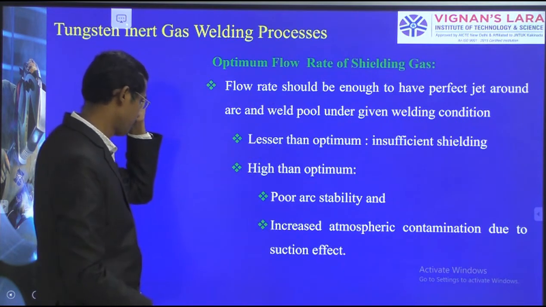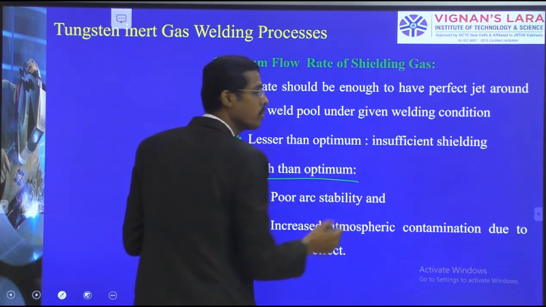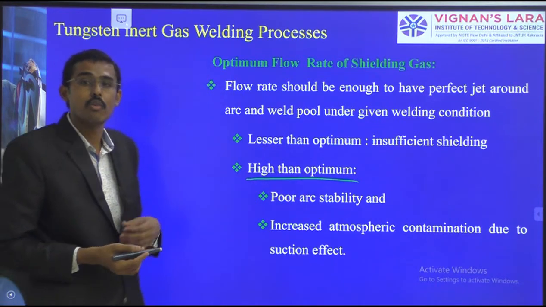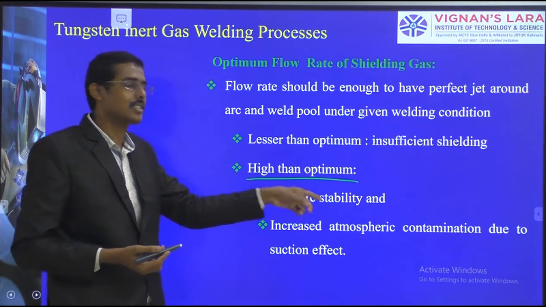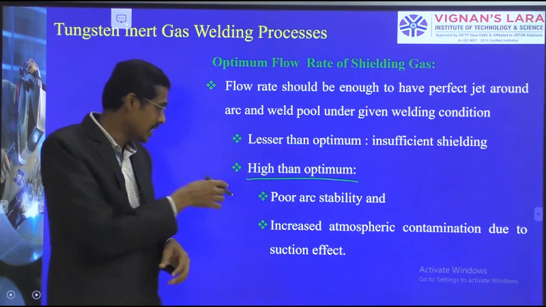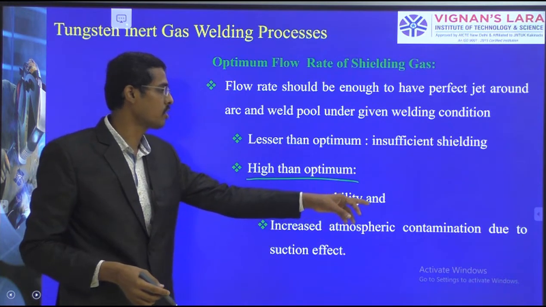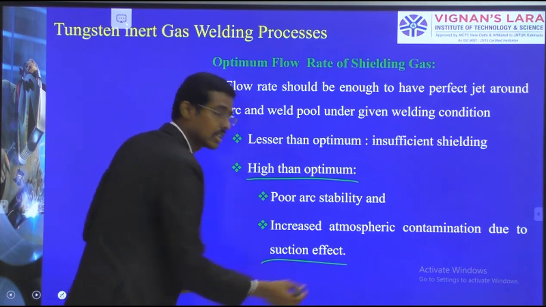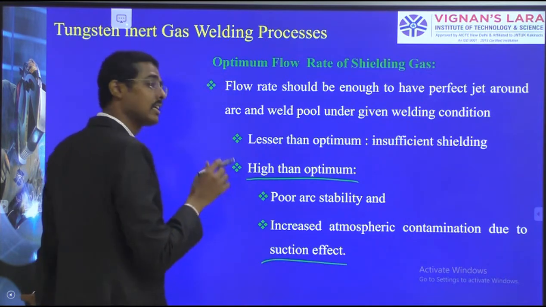So, optimum flow rate. If you keep the flow rate higher than the optimum, what happens? Poor arc stability, forcing turbulence will form, and there are increased atmospheric contaminations due to suction effect. So these things have to be taken care of.